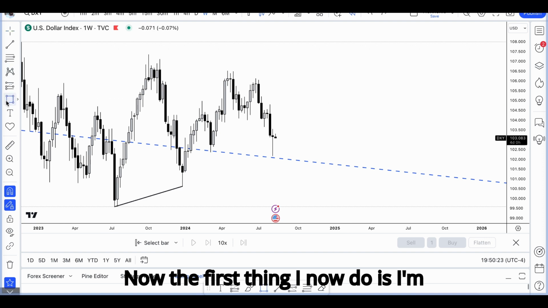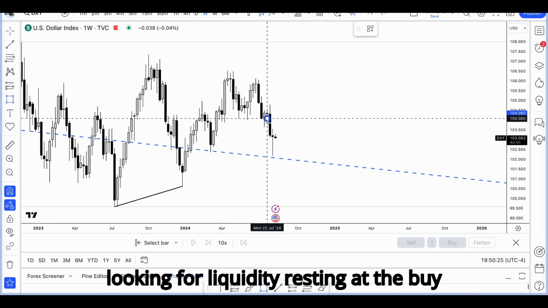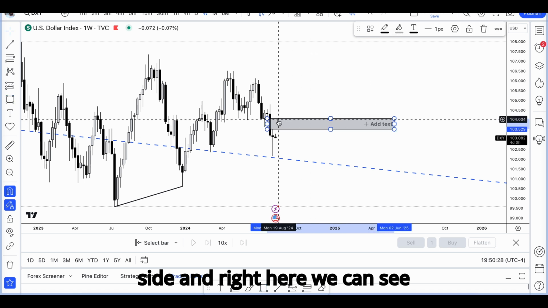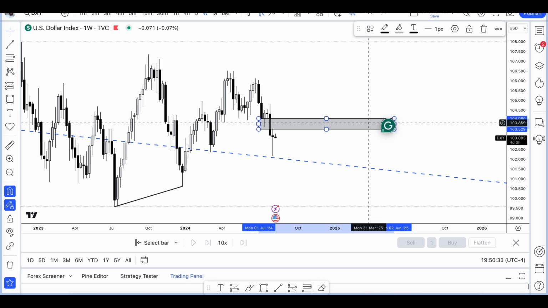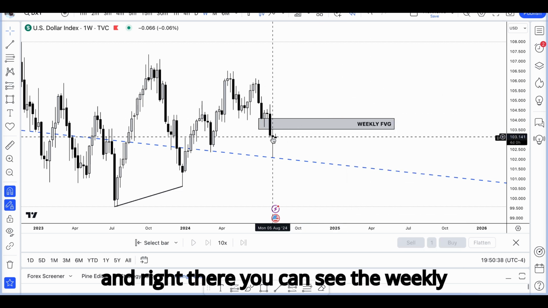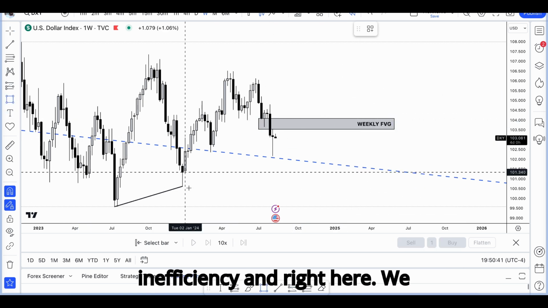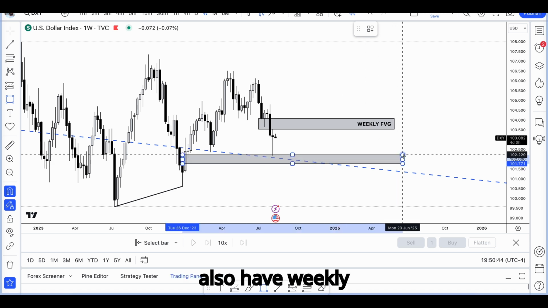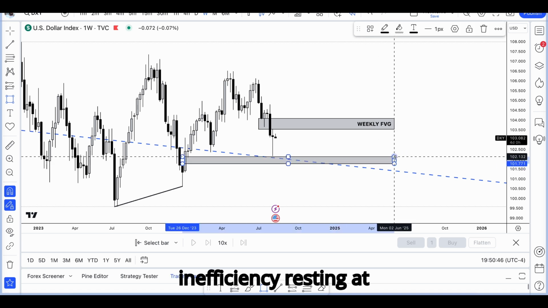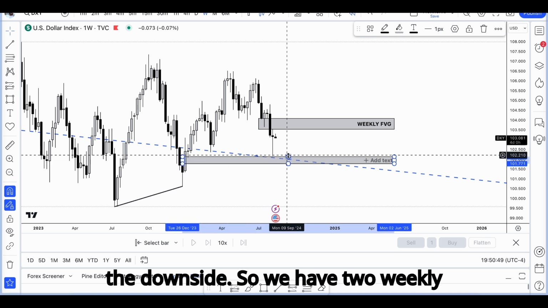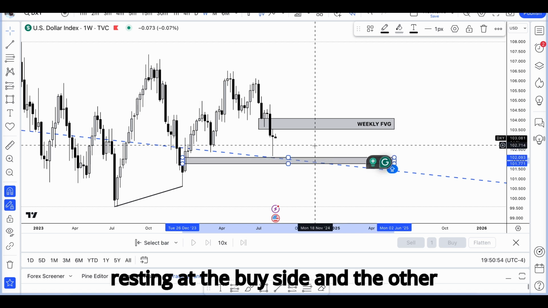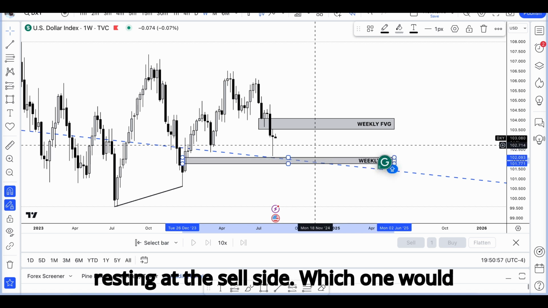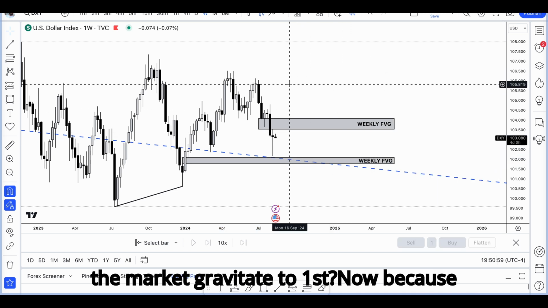Now, the first thing I do is look for liquidity resting at the buy side. Right here, we can see we have this weekly inefficiency, and right here, we also have weekly inefficiency resting at the downside. So we have two weekly inefficiencies, one resting at the buy side and the other resting at the sell side. Which one would the market gravitate to first?